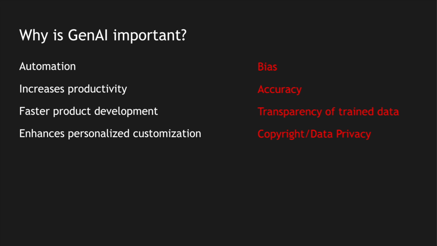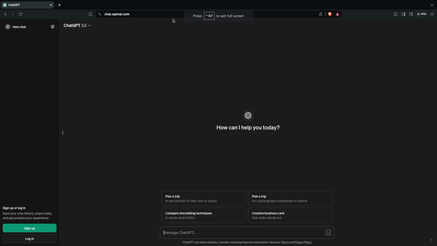However, I would say let's stick with learning generative AI, and we need to be conscious about what are the cons so that we know that the software which we are going to use is not completely perfect. Now let's look at this with an example using OpenAI. So I'm going to chat.openai.com.